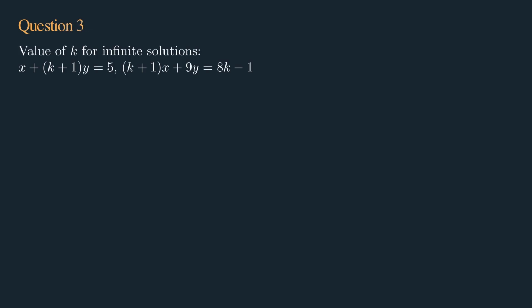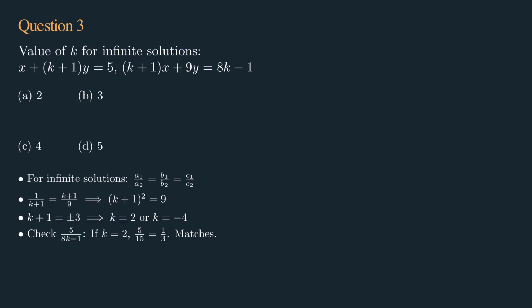Question 3. Find the value of k for which the system of equations has infinite solutions. Here are the options. For infinite solutions, the ratios of coefficients must be equal. 1 over k plus 1 equals k plus 1 over 9. This implies (k plus 1) squared is 9. So k is 2 or negative 4. Checking the constant terms, k equals 2 satisfies the condition. The correct option is A, 2.